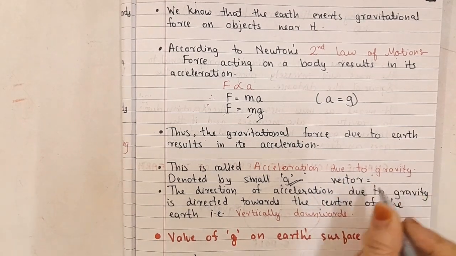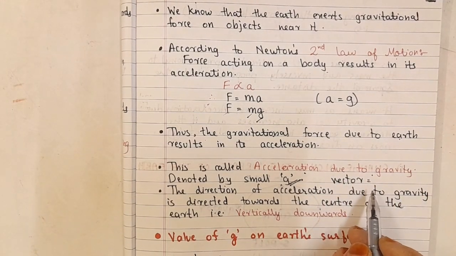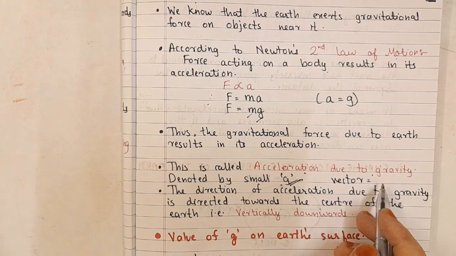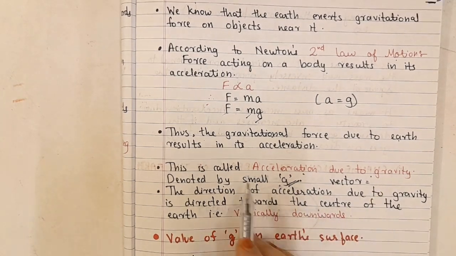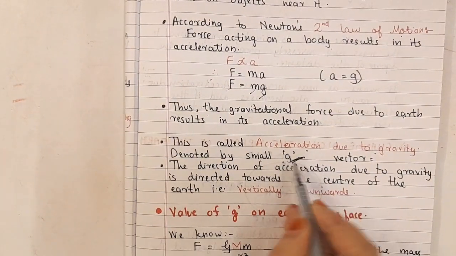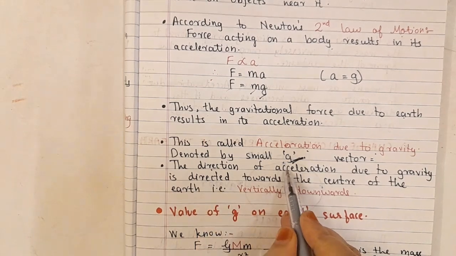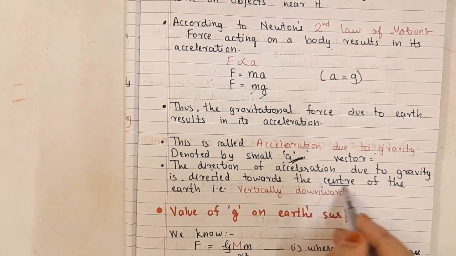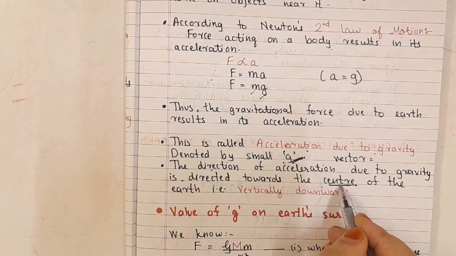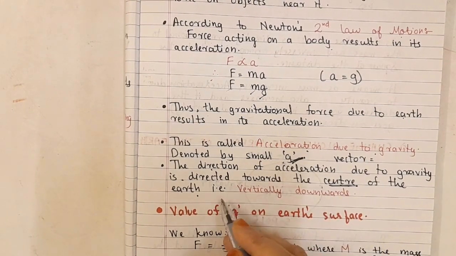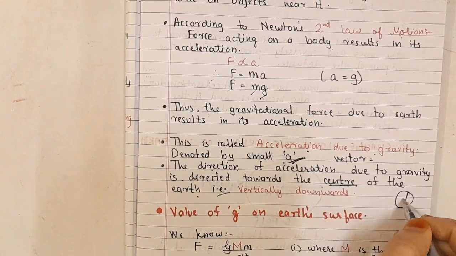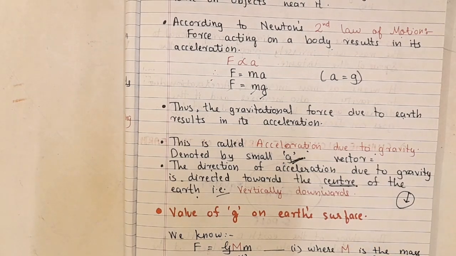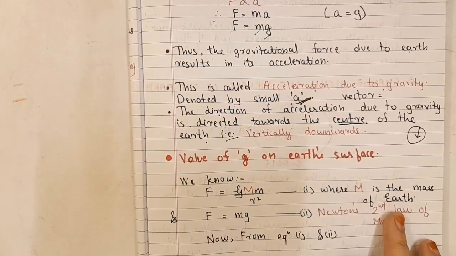Vector means it will depend on magnitude as well as direction. Okay, so this is denoted by g, small g, and the direction of acceleration due to gravity is directed towards the center of the Earth. Okay, it is directed towards the center of the Earth. It means it is directed vertically in the downward direction. Now let us derive the value of g.